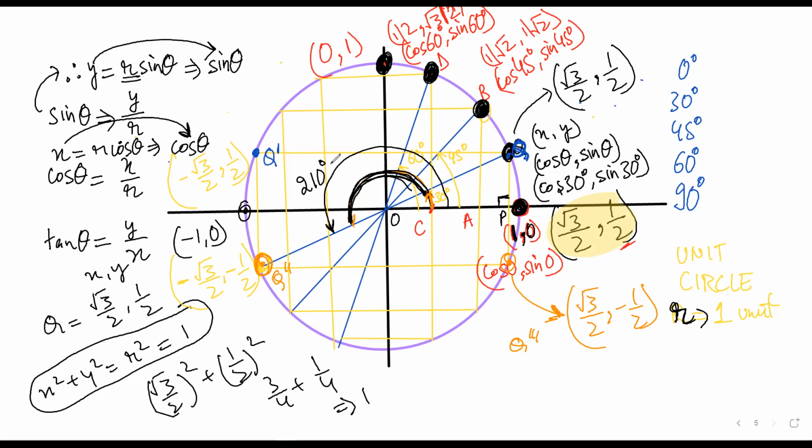So what we need to remember is that if this line, just understand the logic. If this line is 30, then this line is 180 plus 30. Any doubt? No. If this line is 45, then this line is 180 plus 45. Any doubt? No. If this line is 60, this line would be 180 plus 60. Any doubt? No.